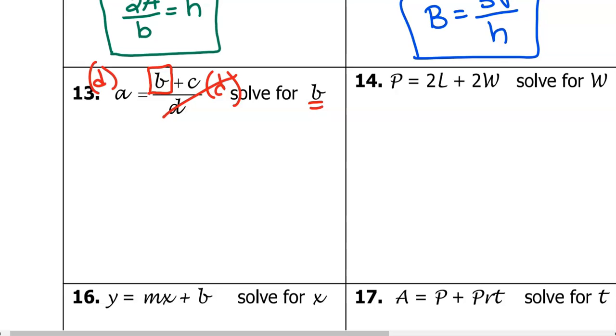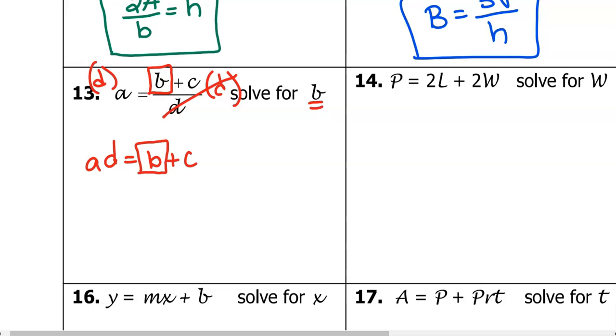D times A is just DA. You can do DA or AD, whatever your heart desires, friends. It doesn't matter. Mathematically, we keep things in alphabetical order. DA is the same thing as AD. We still have B plus C over here.